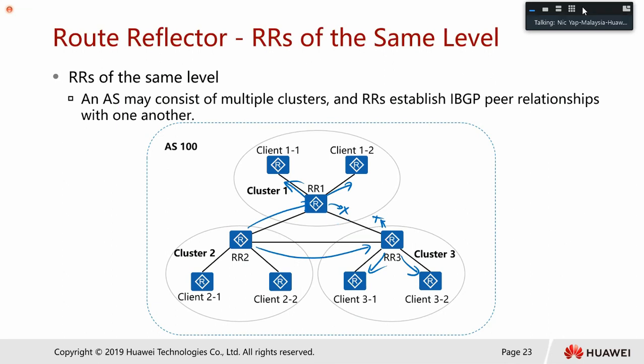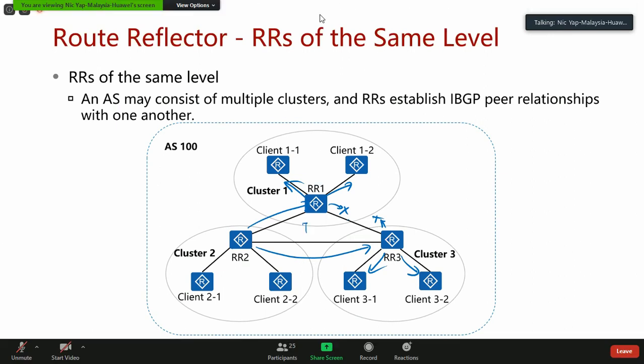So you have RR1, RR2, RR3 under different clusters: cluster 1, cluster 2, and cluster 3. A client can reach another client through the RR, passing through the RR. And all the RRs here need to be in a full mesh between the RR devices.